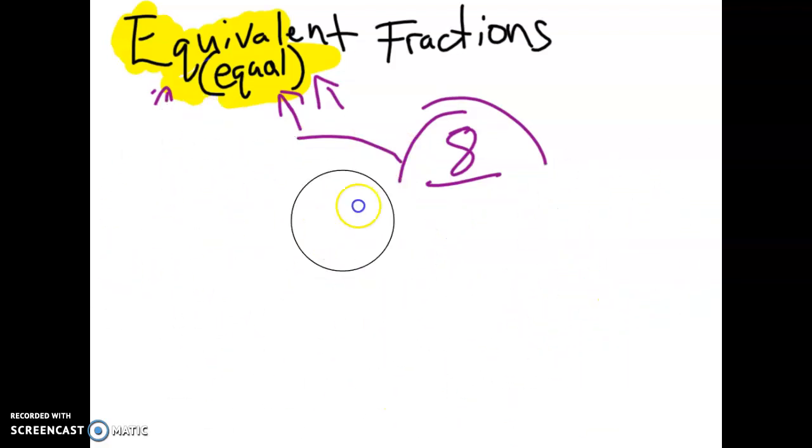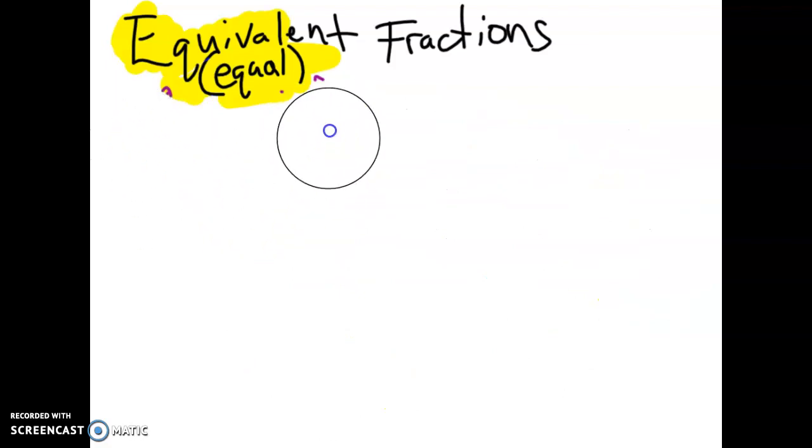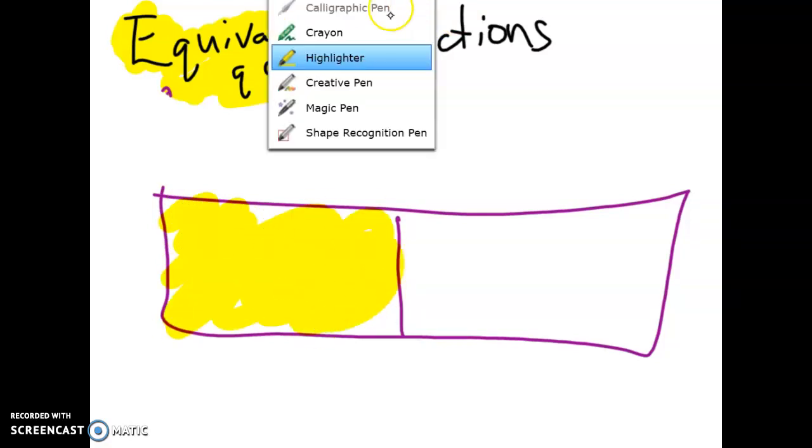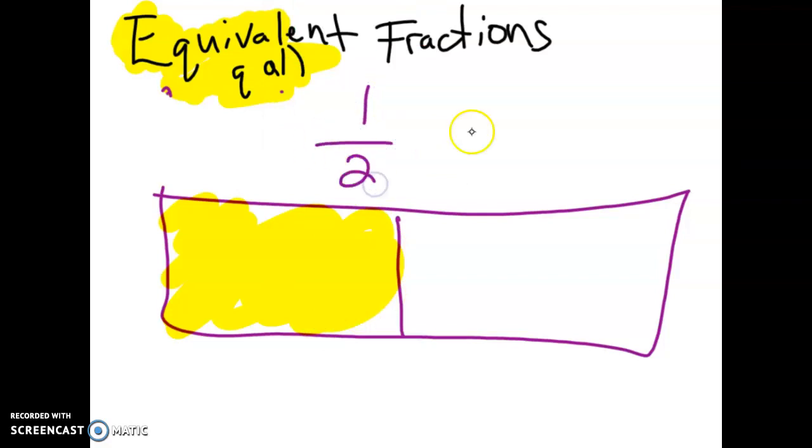Let me illustrate this one other way. I'm going to delete all this, and thank you for understanding why, if I'm freehanding, it's not perfect. If we take a rectangle and cut it in half, and this time I'll use yellow, I shade 1/2 of my rectangle. That fraction would be 1/2. To create an equivalent fraction, we're not changing the yellow portion at all. Just like before, we never changed the blue portion. We are changing, however, the number of times I've cut the rectangle.